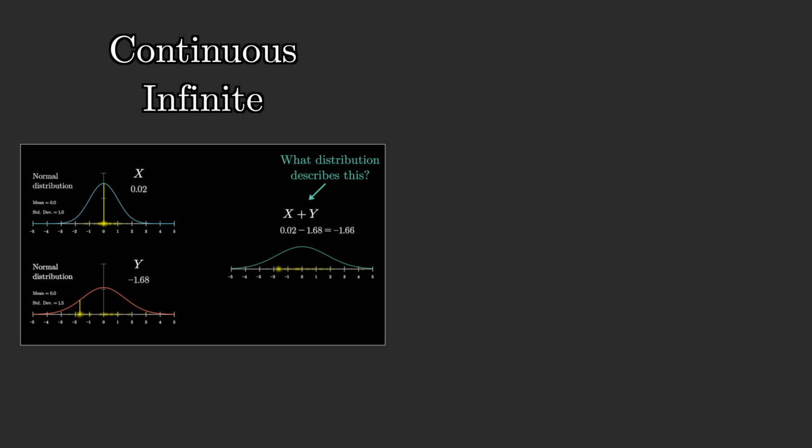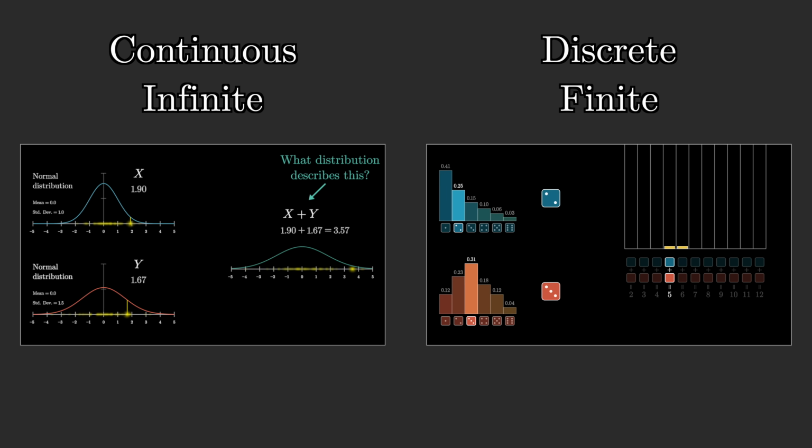For this opening quiz question, each of the random variables can take on a value in a continuous infinite range of values, all possible real numbers. It'll be a lot easier if we warm up in a setting that's more discrete and finite, like maybe rolling a pair of weighted dice.